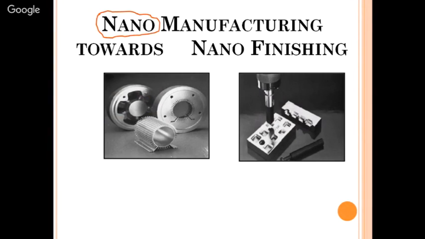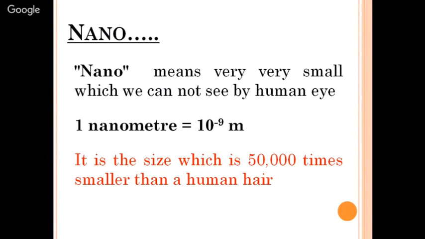So dear friends, my talk is on nano manufacturing towards nano finishing. First of all, nano. As I have told you, everybody knows what nano is. Nano means 10 power minus 9 meter. But I want to share its physical concept with you. Nano does not mean only 10 power minus 9 meter. It is a size which is 50,000 times smaller than the human hair.